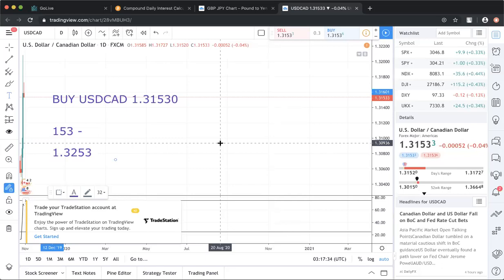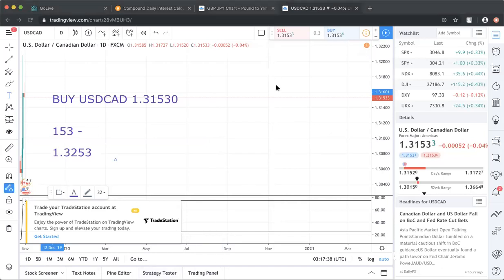So do you guys have any questions on pips, on calculating pips, on figuring out how much a pip is, or anything calculated with pips? All right, perfect. So then we'll move on to the next part of today's training.